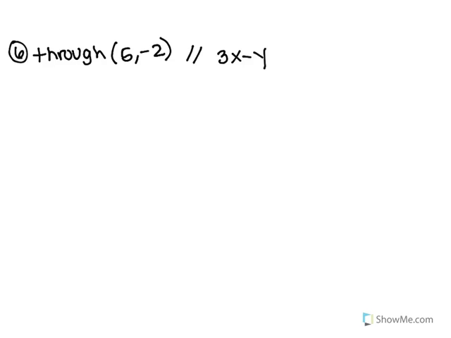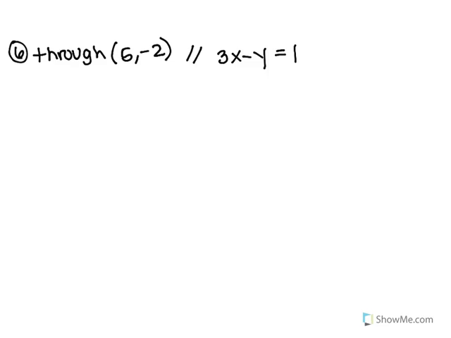Okay? The second part is writing the equation of a line. Okay? So number 6, I want you to write the equation of a line that's going to go through the point (5, -2), and it's parallel to 3x minus y equals 1.